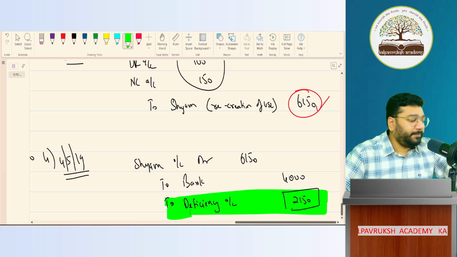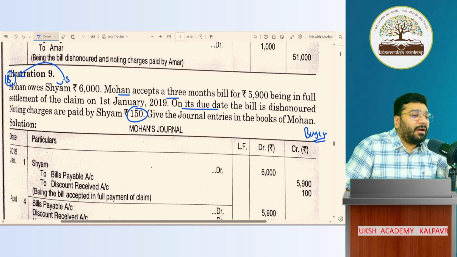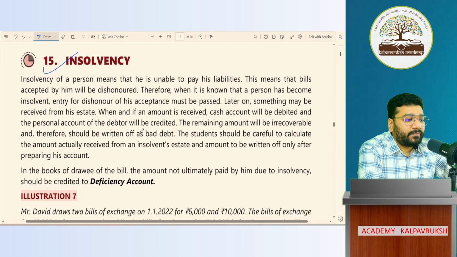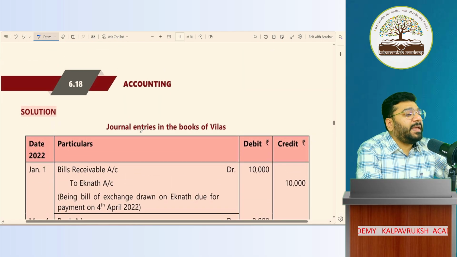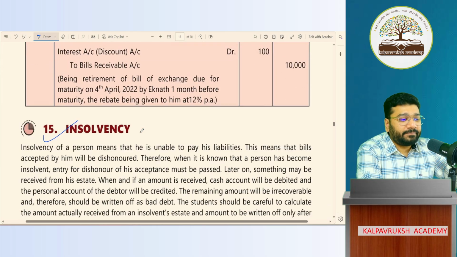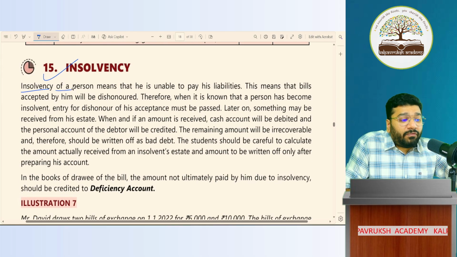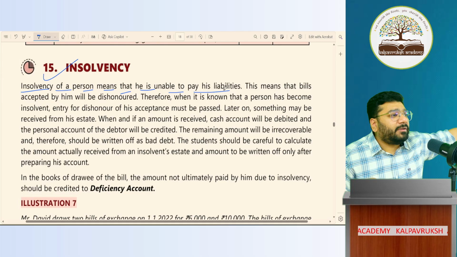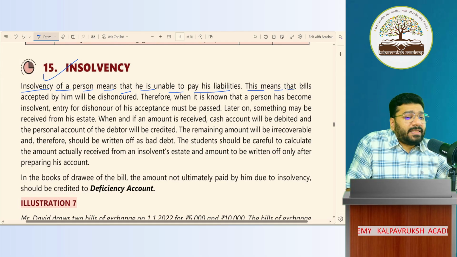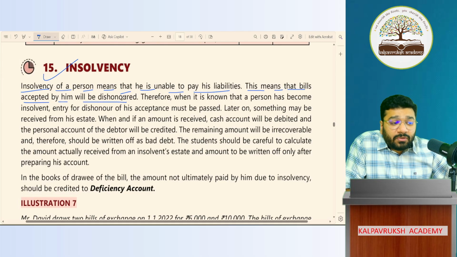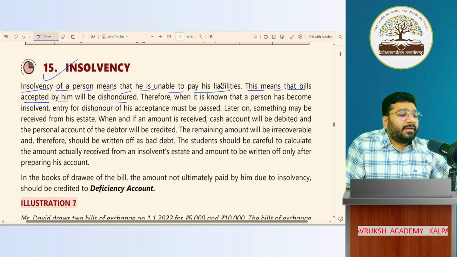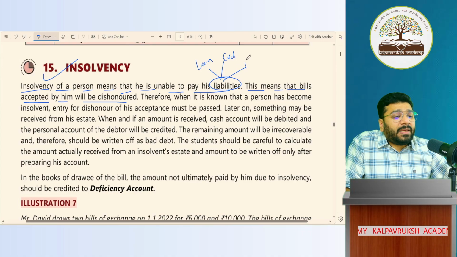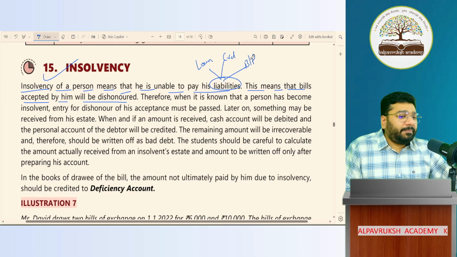Okay, not okay. This is something new for you. Can we come back and read what is given here? This is point insolvency on page number 6.18. It says that insolvency of a person means that he is unable to pay his liabilities. Example, what I gave here, Shivaji movie, Rajnikant. This means that bills accepted by him will also be dishonored. He is not able to pay the loan that he has taken, not able to pay the money to Creator, not able to pay the money for BP. Nothing is able to pay.